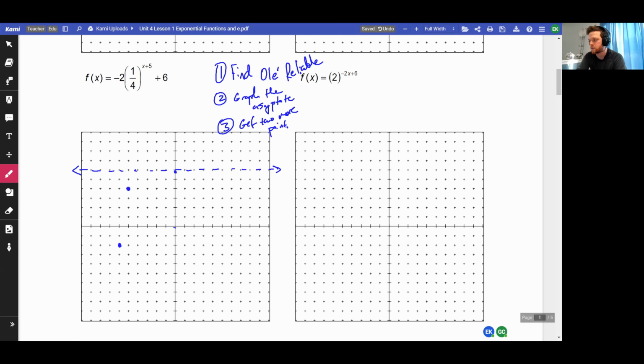Plugging in 0. There's a good one. I think another good one would have been -4, right? Yeah. Because then we just get 2 times 1/4, which is an easier fraction to handle. Yeah. There we go.